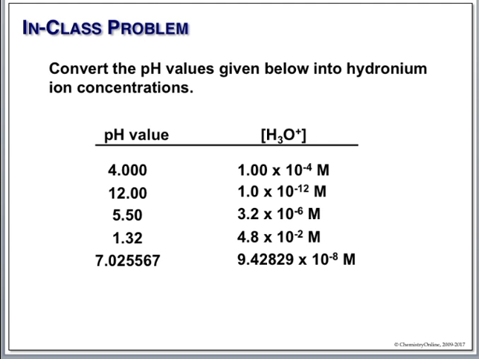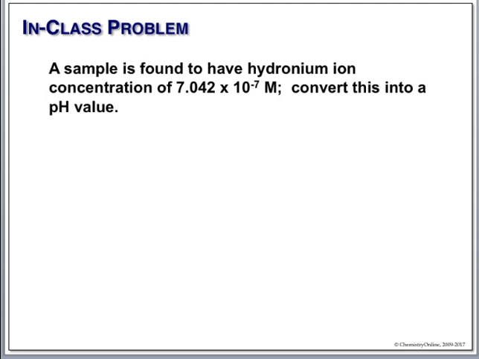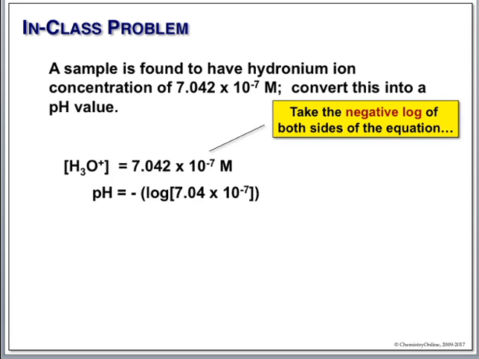Again, you use your calculator. All right, let's do this backwards. Let's pretend we have a hydronium ion and we want a pH. Now we can do this because we know hydronium, this is our number, and the negative log of that hydronium is pH.